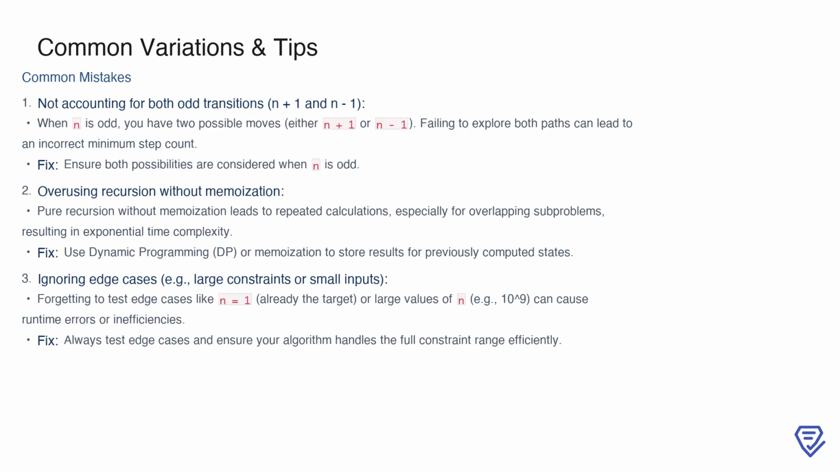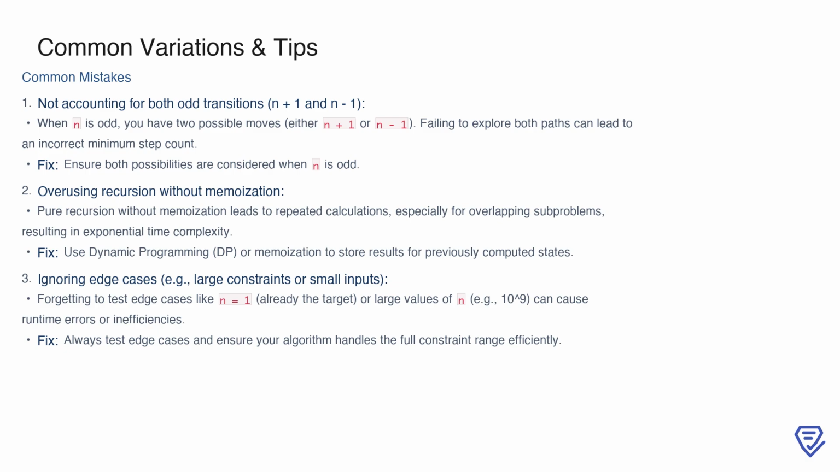One common mistake when solving the integer replacement problem is failing to account for both transitions when the number is odd. Remember, when a number is odd, you have two choices, either increment it by 1 or decrement it by 1. If you neglect to explore both options, you might miss the path that leads to the minimum number of steps. To avoid this, always make sure to consider both possibilities when the number is odd. Another frequent error is relying too heavily on pure recursion without memoization.